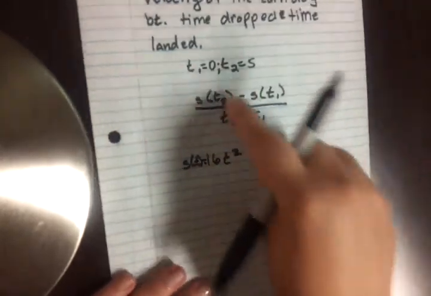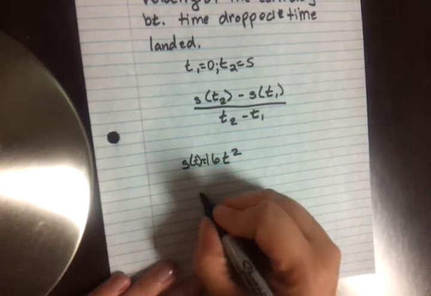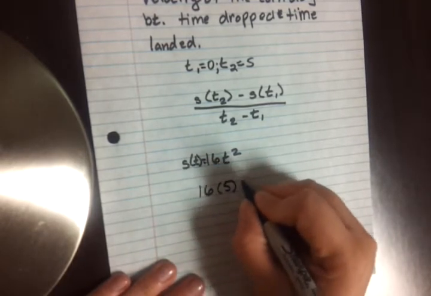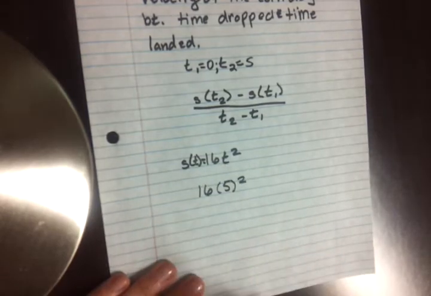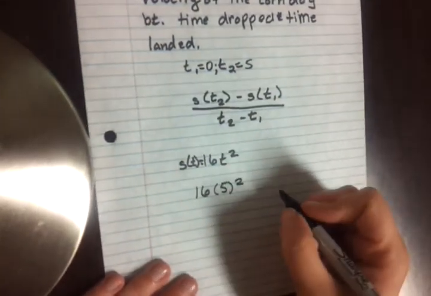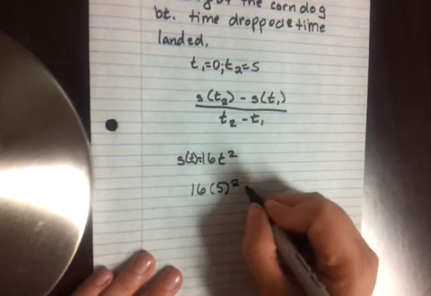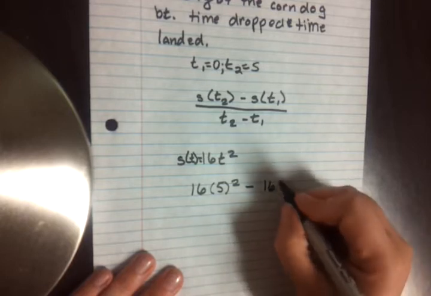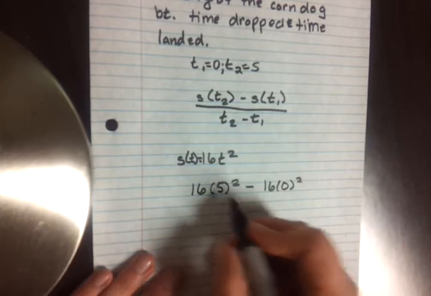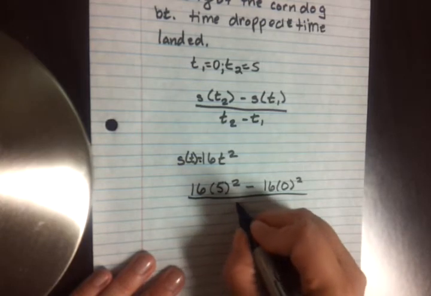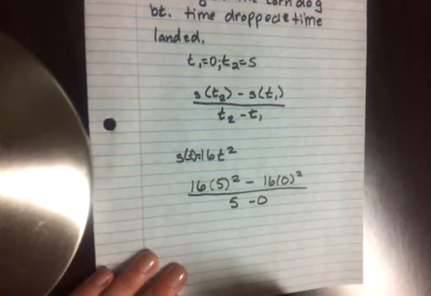So we need s of t2, so that's going to be 16 times 5 squared. I just plugged in a 5 for where the t was because we said our t2 was equal to 5. And then minus s of t1, which was 16 times 0 squared. And then t2 minus t1, so that's going to be 5 minus 0.